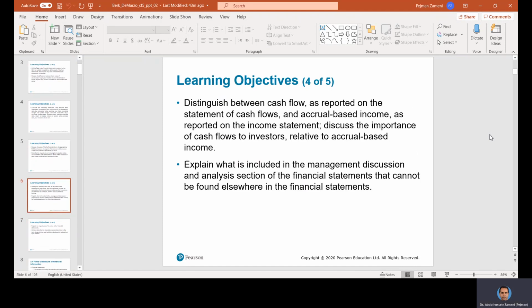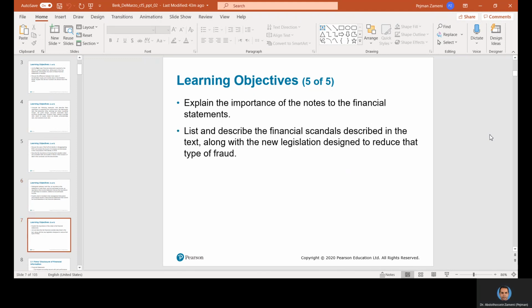Distinguish between cash flow as reported on the statement of cash flows and accrual-based income as reported on the income statement. Discuss the importance of cash flows to investors relative to accrual-based income. Explain what is included in the management discussion and analysis section of the financial statements that cannot be found elsewhere in the financial statements. Explain the importance of the notes to the financial statements.